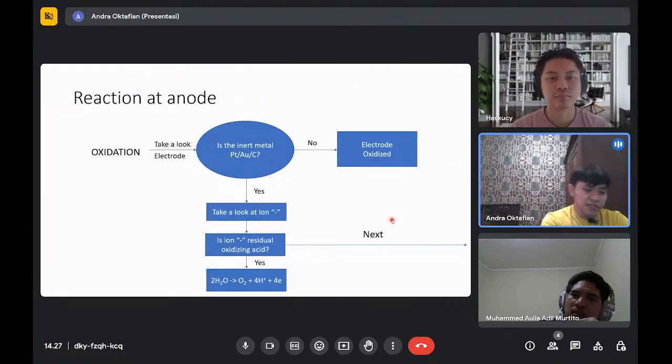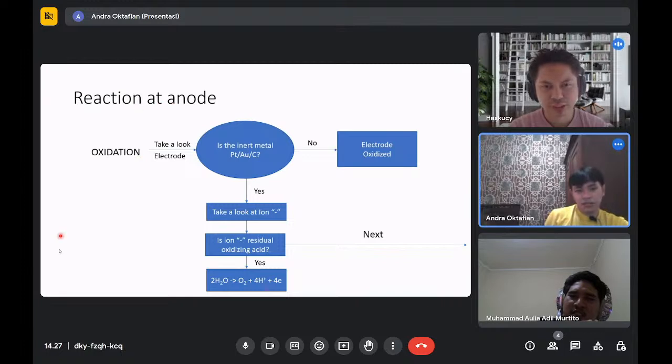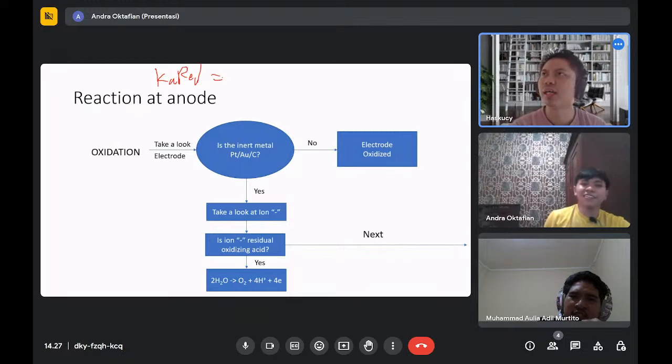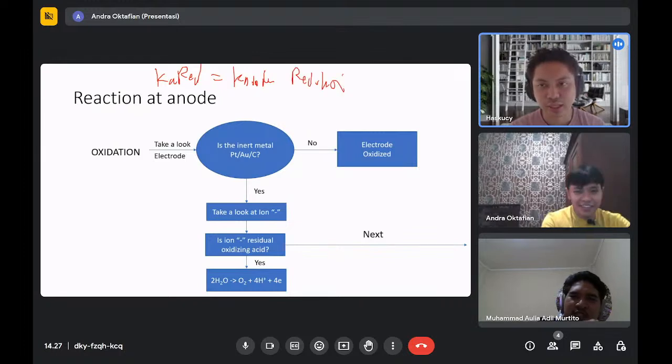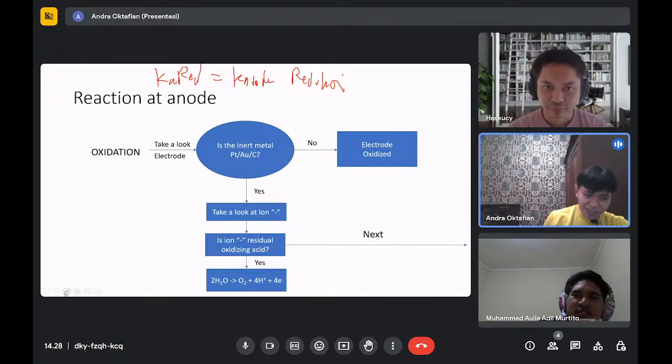Now we have entered the reactions at the anode for the electrolysis, the oxidation. Do you still remember the abbreviations of the cathode and anode? Cathode is reduction, and the other is oxidation. Yes, you are true.